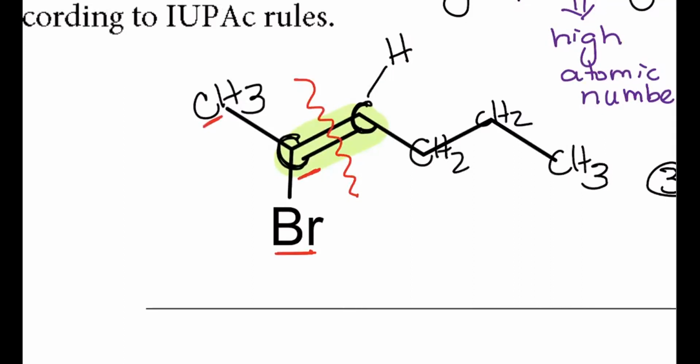So who has a higher atomic number, carbon or bromine? Great, bromine. So that means that this is high priority. This is low priority. When we look at the carbon atom on the other side, we're comparing carbon to hydrogen. Who has a higher atomic number, carbon or hydrogen? Excellent. So this is a high priority group. This is a low priority group. Okay.